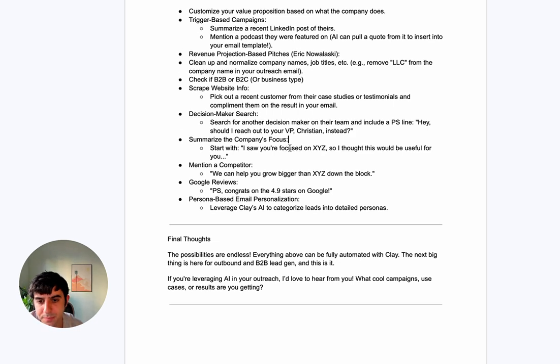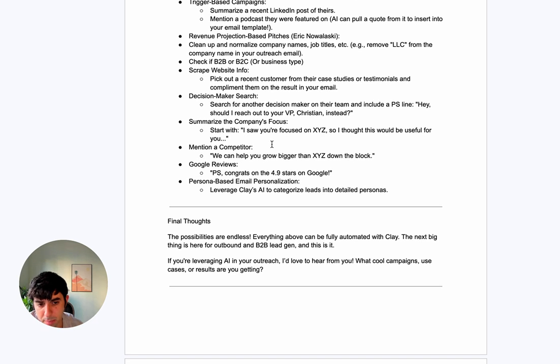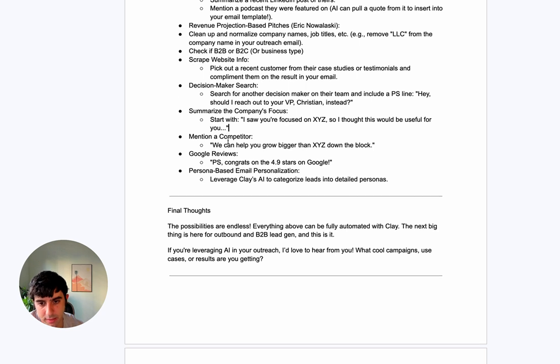Simple as that, right? You can also summarize the company's focus, meaning you could start an email. This is good for a first line, starting an email with, hey, I saw that you're focused on X, Y, and Z, so I thought that this would be useful for you. That's as simple as giving the company description to ChatGPT and having it summarize what the company does, right? If you don't have anything better, that's a nice, easy way to start an email with a personalized first line, right?